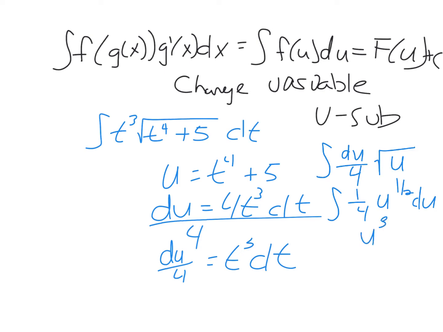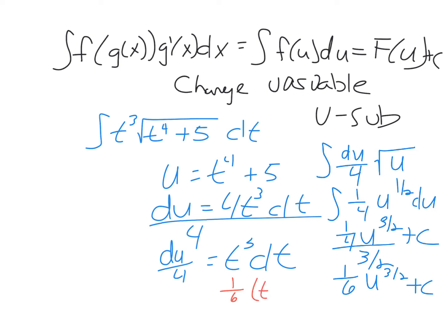So if I add 1 to the exponent and divide by whatever the new exponent is, we flip it, make a multiplication, so it's going to get us 2 over 12, which reduces down to 1 over 6, u to the 3 over 2 plus c. At the end, you cannot forget to put in whatever our u is. So your answer is 1 over 6 times t to the fourth plus 5 to the power of 3 over 2 plus c. There's your answer.